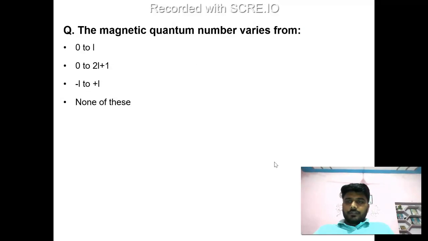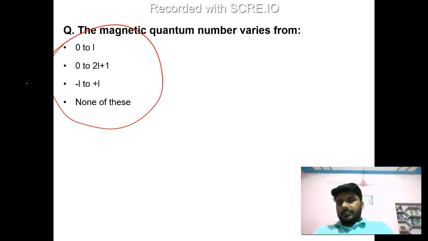So this is question one for assignment two. You are asked that the magnetic quantum number varies from. These are the four options given here: 0 to L, 0 to 2L plus 1, minus L to L, and none of these. I'll be waiting for 2 to 3 minutes, and after that I'll explain. You can also type the answer in the chat box.